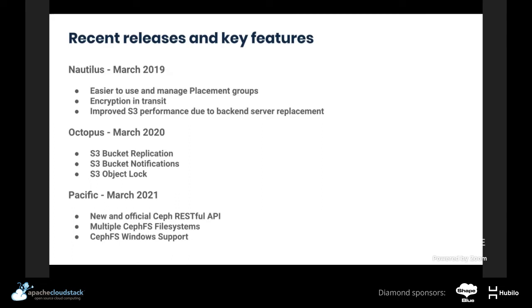So Ceph was first conceived in 2006. The first stable release, Argonaut, was in 2012, so we're approaching 10 years of stable Ceph releases. Pacific is the most recent release, released this year. It brought with it a few new features, including a new deployment model around containerization, a new RESTful API, the ability to have multiple Ceph file systems, and Ceph support for Windows, which is pretty cool.